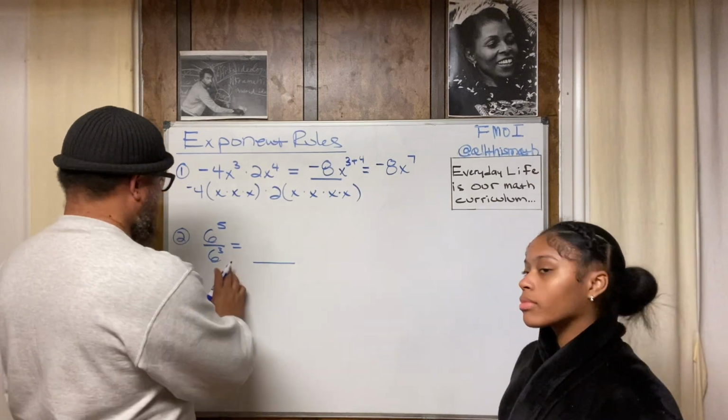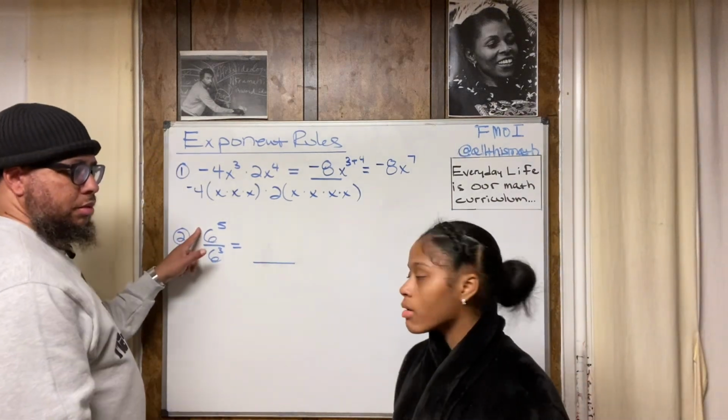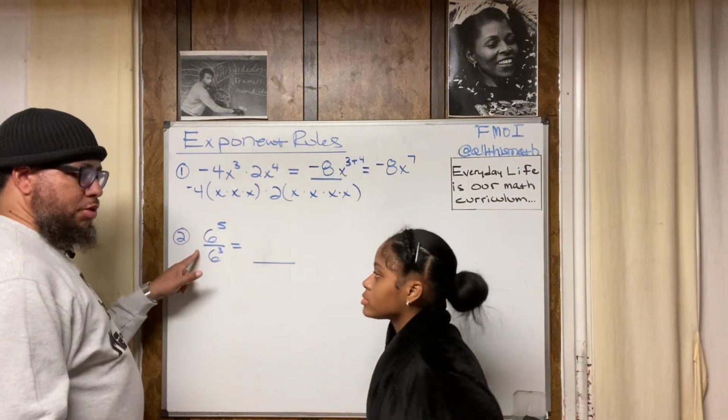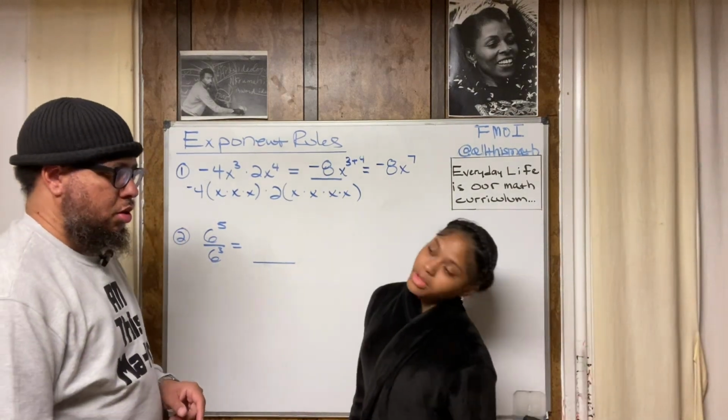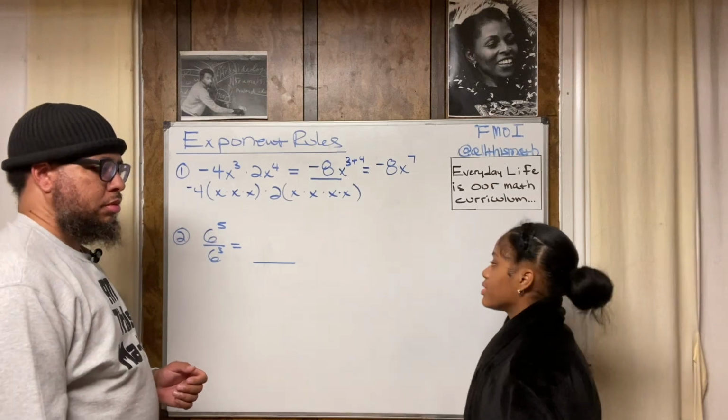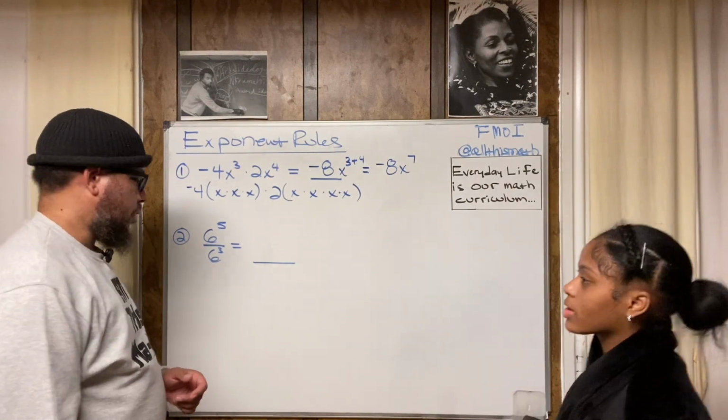Okay, now let's look at this problem. I want you to read it to the people. Look at the board and then read it to the people. 6 to the 5th power over 6 to the 3rd. Over. What does over mean? What operation is that?